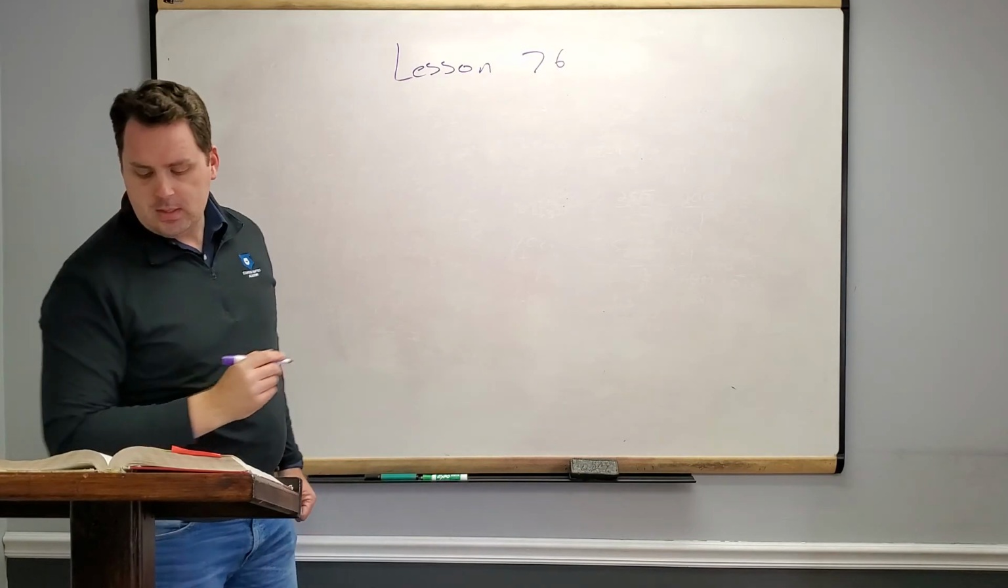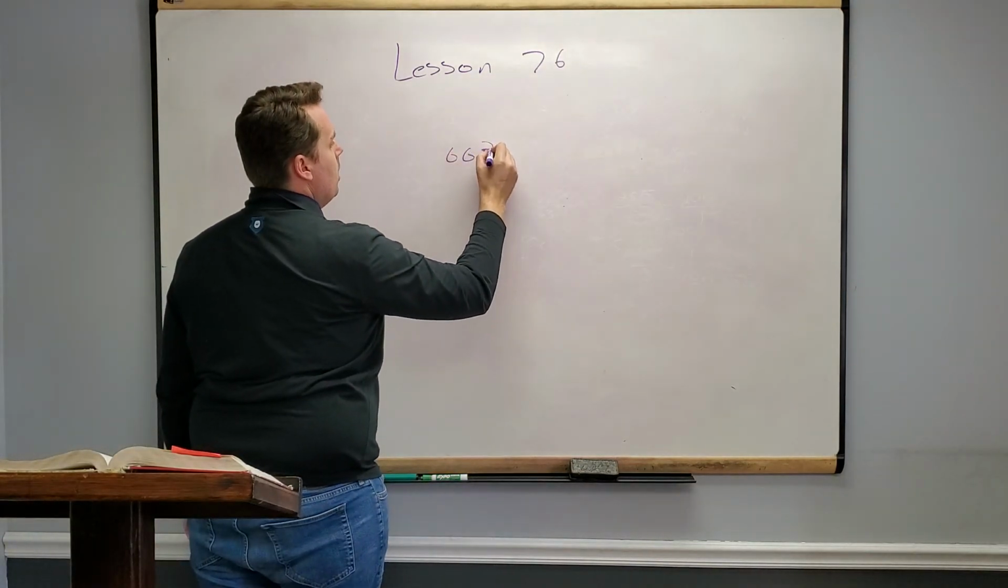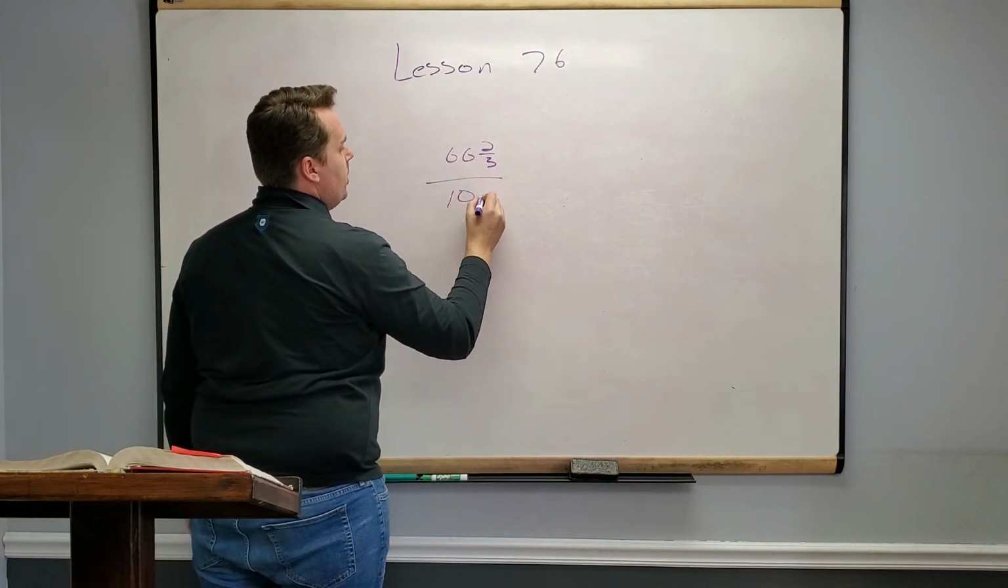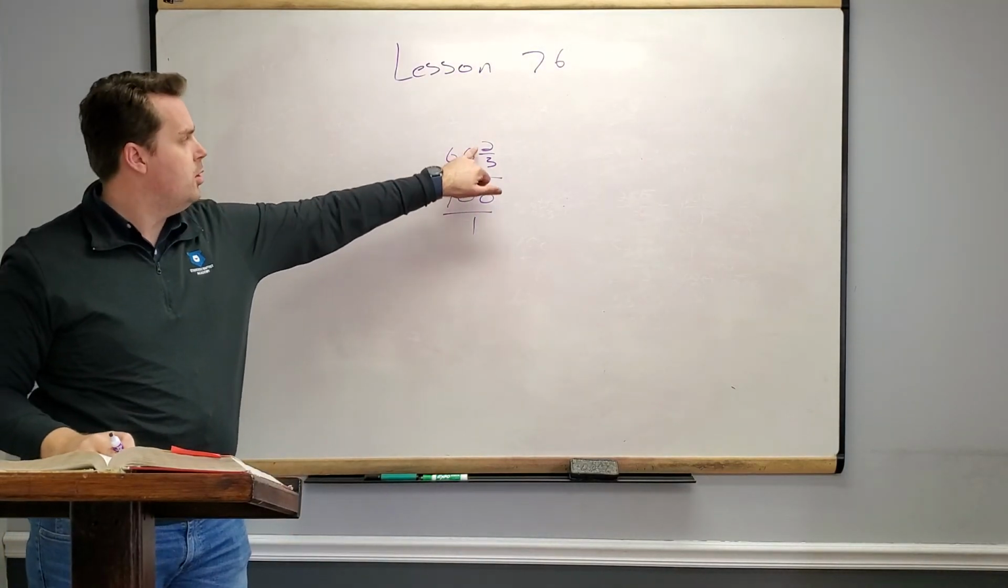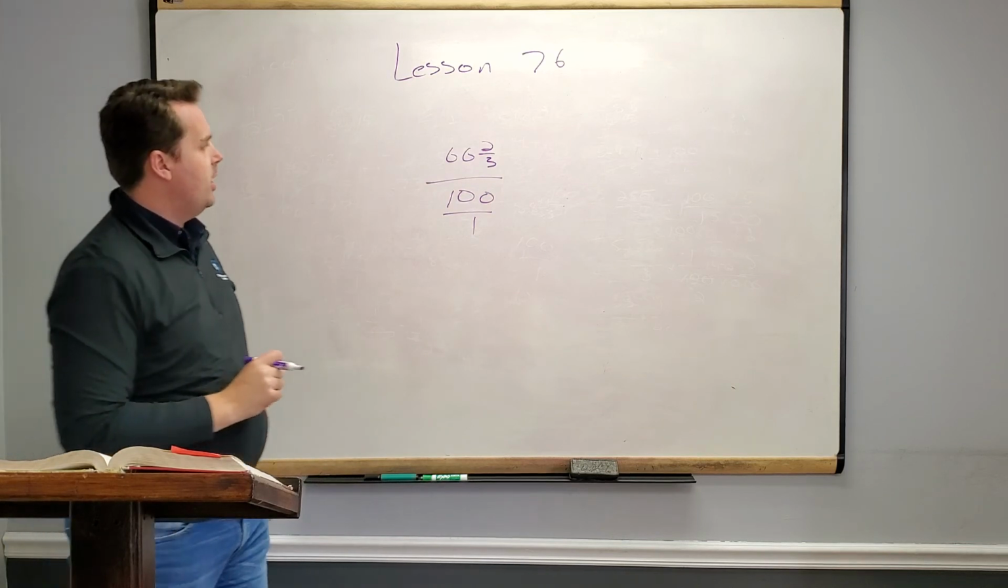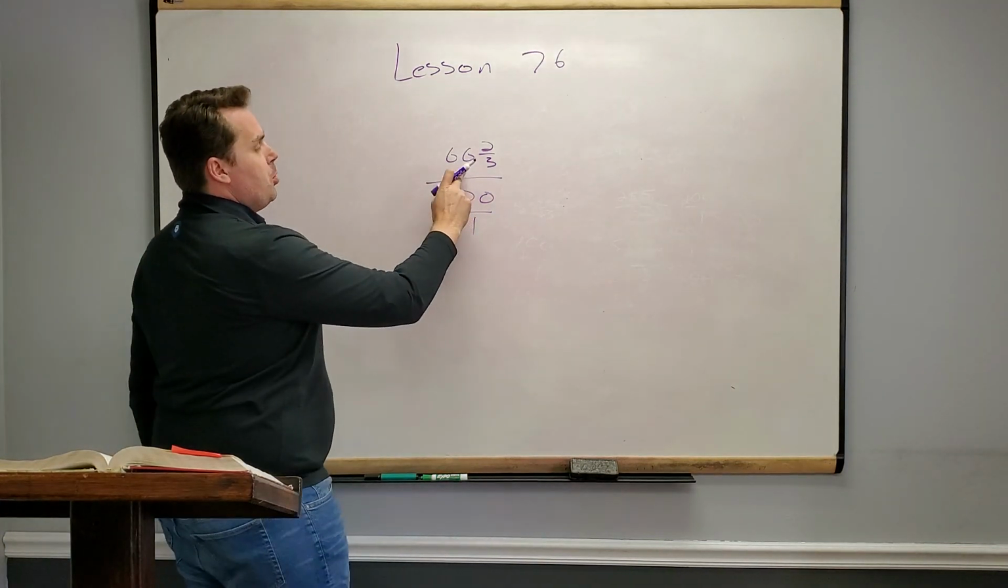Letter D was 66 and 2/3. That should have been over 100 over 1. Wait, 66 and 2/3. Got it. Okay, we're all set now. So I'll make this into an improper fraction.